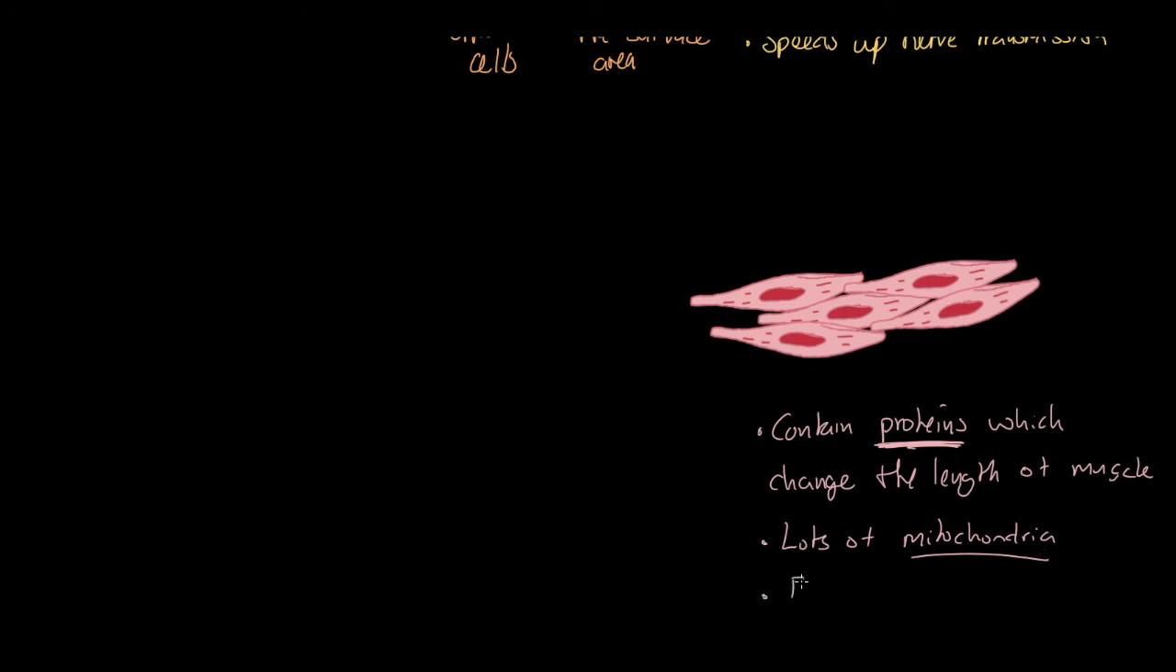And finally, muscle cells group together to form muscle tissue. And there's lots of examples. We could be talking about the heart muscle, for example. So we have these structures.